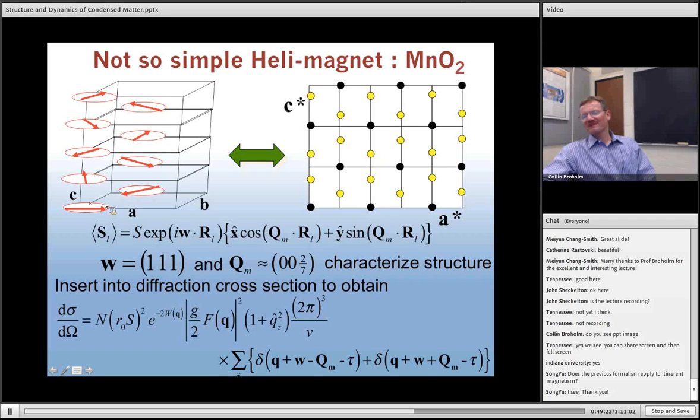So the spin configuration is such that as I come along the c direction, the dipole moment appears to be rotating. So from plane to plane, it rotates as indicated here. Now that type of spin configuration can be described by this expression. So it looks like some sort of circular polarized light or something like that. That's just a mathematical form.